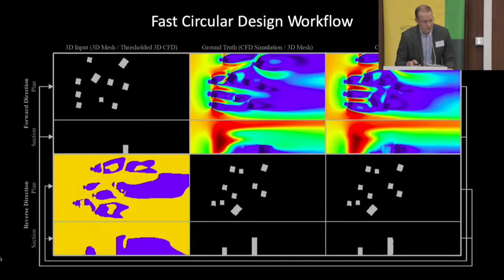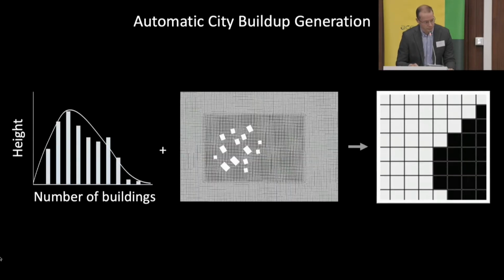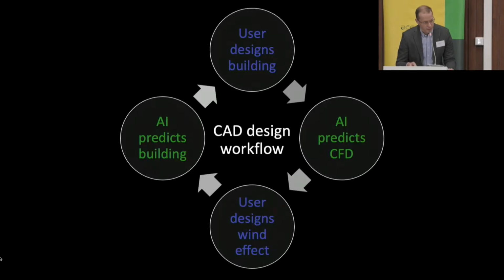So this is a graphic representation of a circular workflow. On the top row, you see this is the forward direction. You take a few buildings, and you use AI to predict the simulation. And then you use the manipulated simulation directly, and you ask AI to predict where to put the buildings. The good thing is, with all these parametric models we have today, we can easily generate whatever training set we need. And you end up with a nice circular workflow where the architect works directly on both, on the design of the building, but also on the effects of the building. And you use, in a circular way, the AI to influence both aspects.